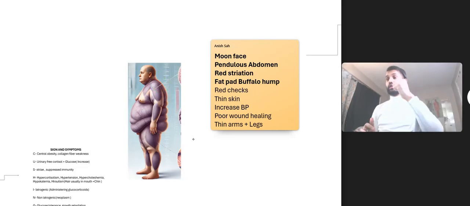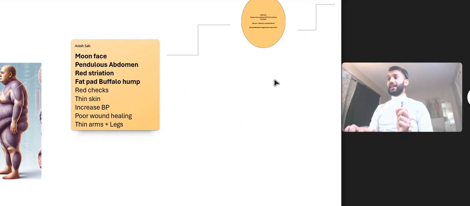Other symptoms include red cheek, thin skin, increased blood pressure, poor wound healing, thin arms and legs. So what happens is your arms and legs are thin, but you have the central obesity. So I will remember moon face, pendulous abdomen because of the central obesity, red striation, and fat pad buffalo hump. Okay, those are the signs and symptoms.